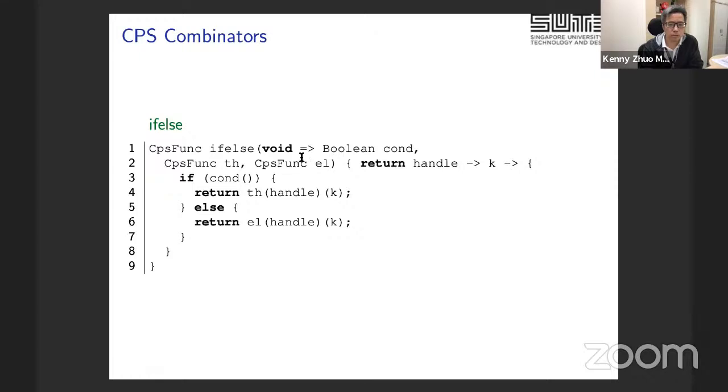For if else, it's straightforward. We are taking in a Boolean test function, evaluating if it's true, and then we execute the continuation function that represents the then branch. Otherwise we execute the one that corresponds to the else branch.